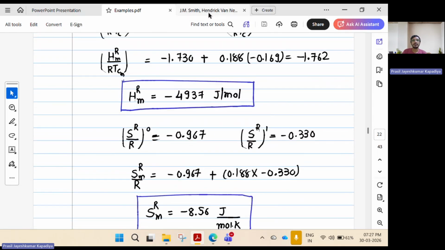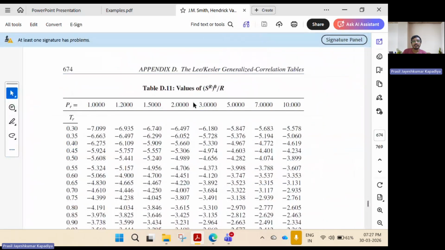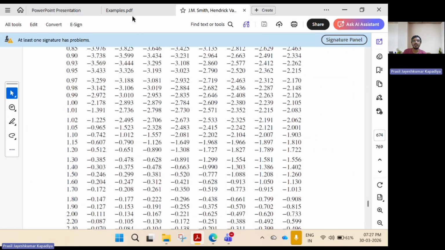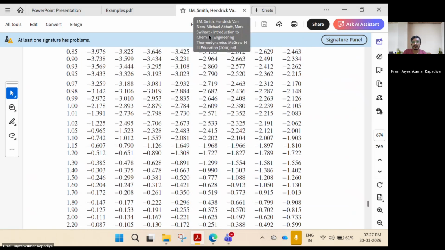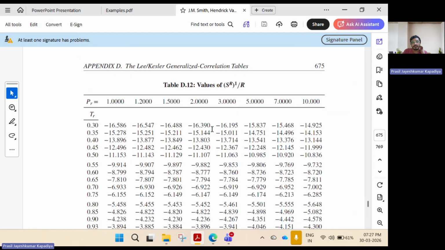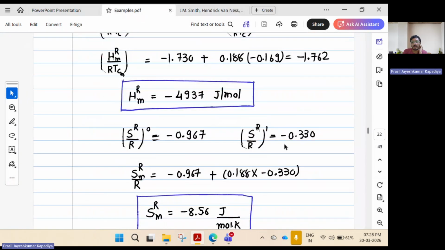Similarly, if I do this for entropy, entropy tables are also available in the literature. See here, something similar to here, and 1.33 is here, so something similar to minus 0.891. And for the SR by R prime term, it is minus 0.3 something, minus 0.33. Based on that, the residual entropy of the mixture is minus 8.56 joules per mole Kelvin.